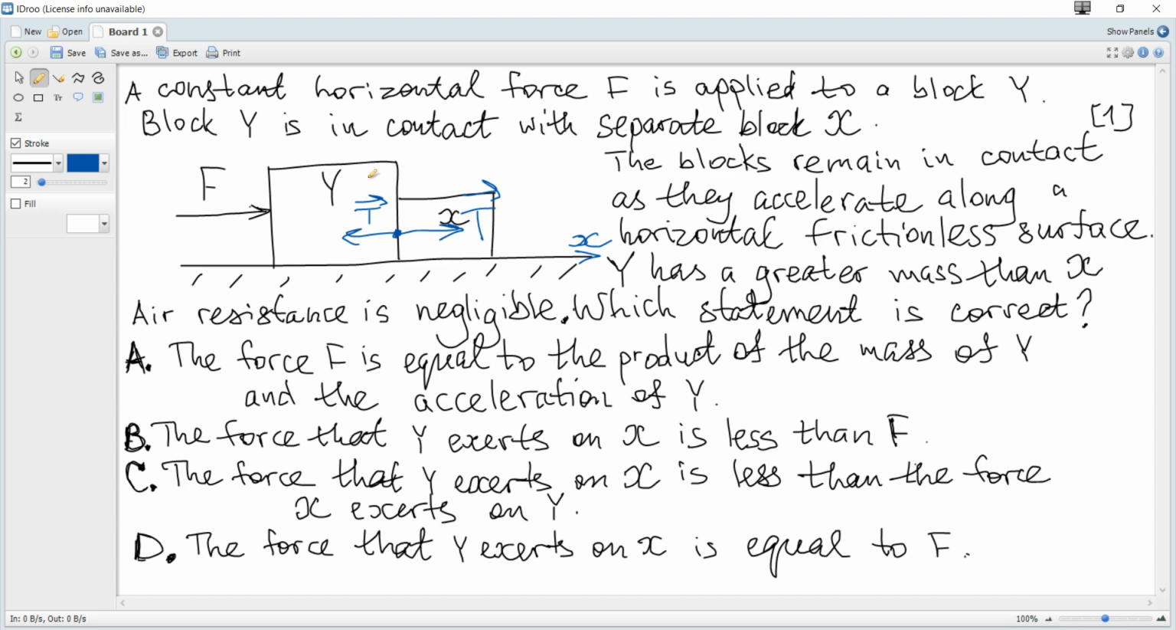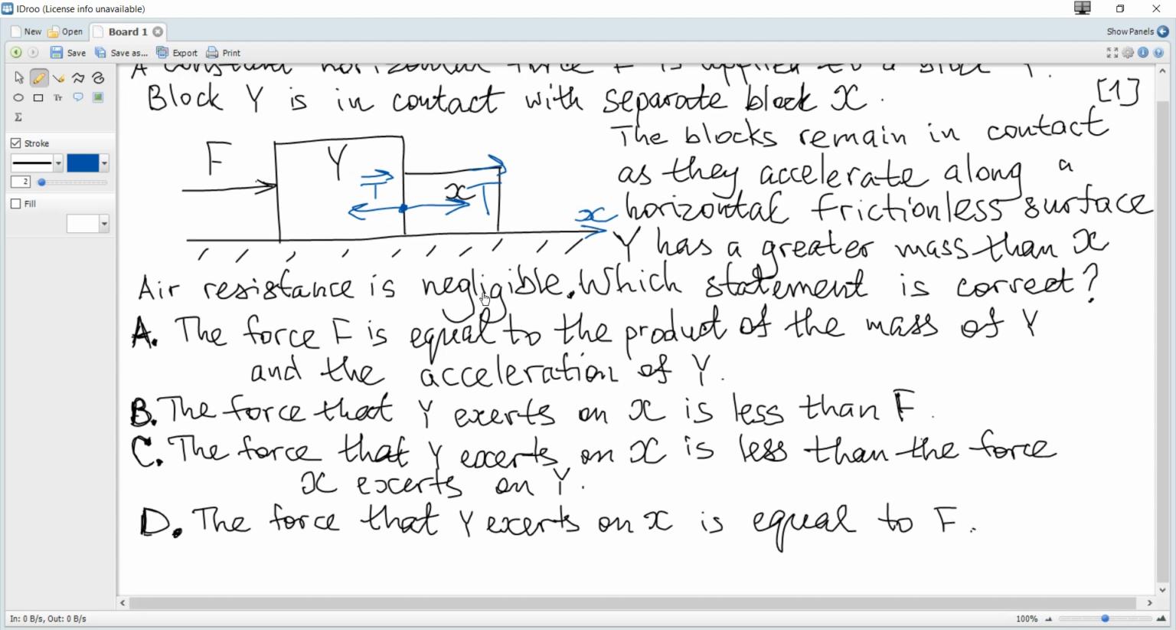Definitely there are weight and normal reaction for Y and for X, but these are vertical vectors, and their components in projection on the horizontal axis will be zero. It means that they don't affect the motion in the horizontal direction.